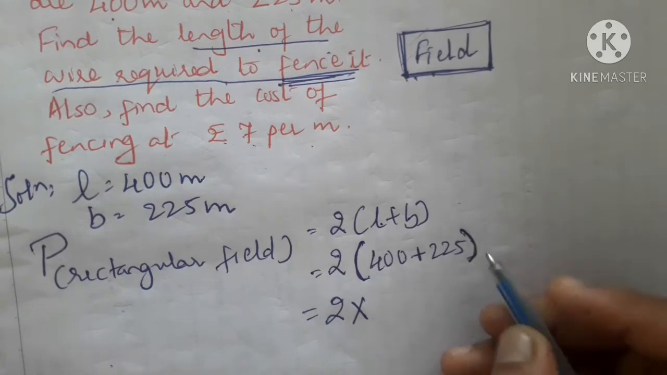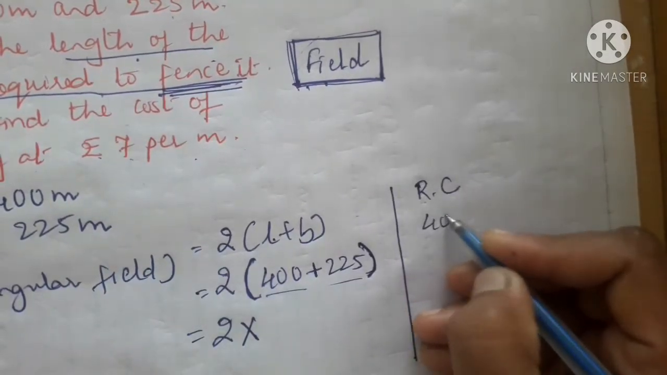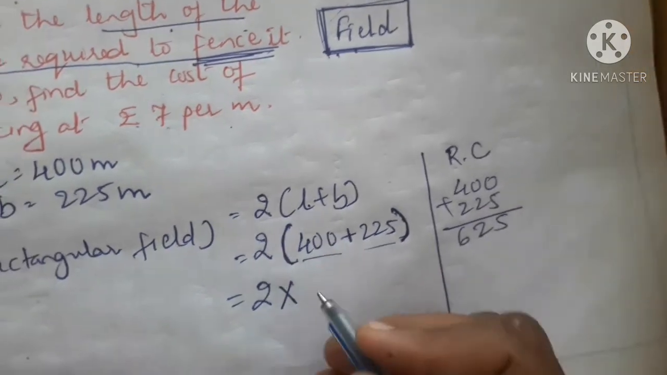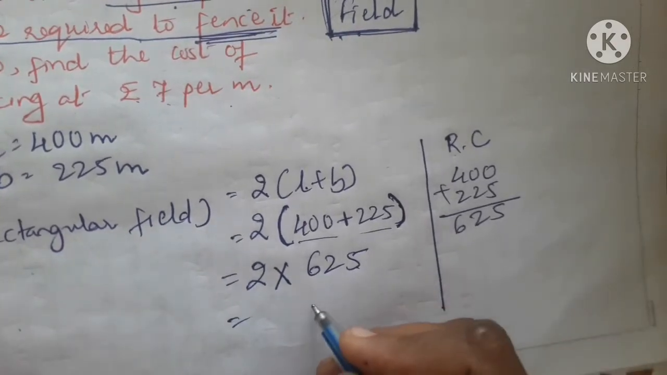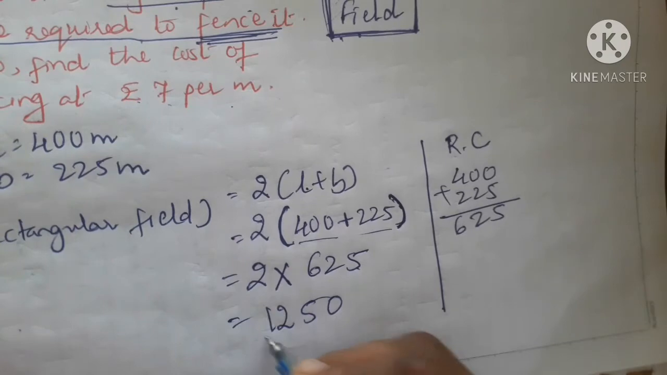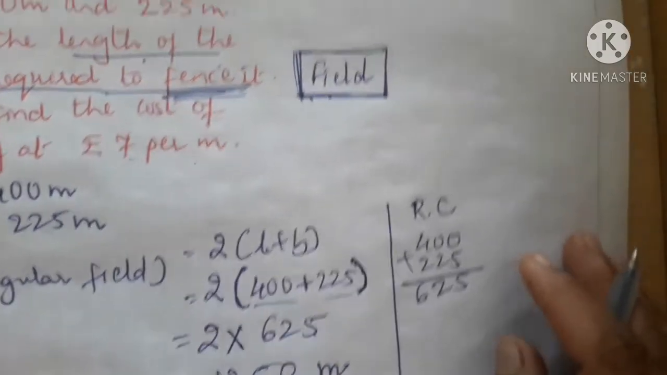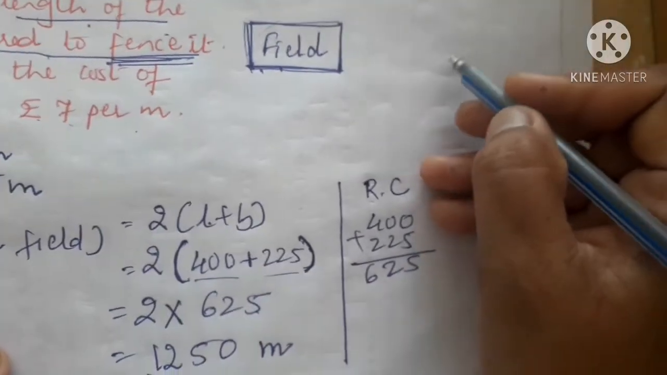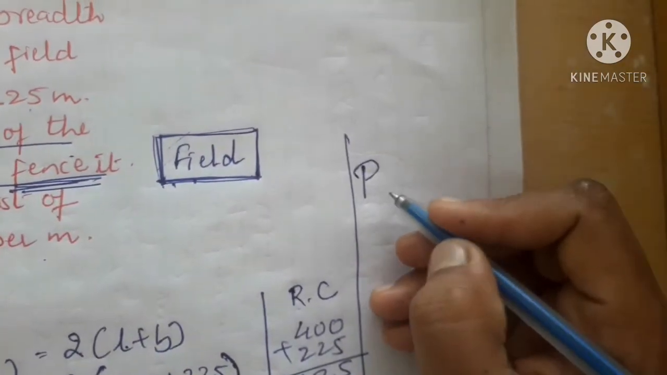Which terms are you going to multiply? You will add these two numbers first. Here make a rough column and add these two numbers. So here you have 625. Write here 625 and multiply by 2. So here you have 1250 meter, right?